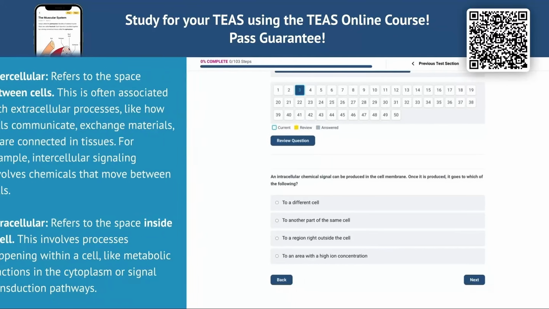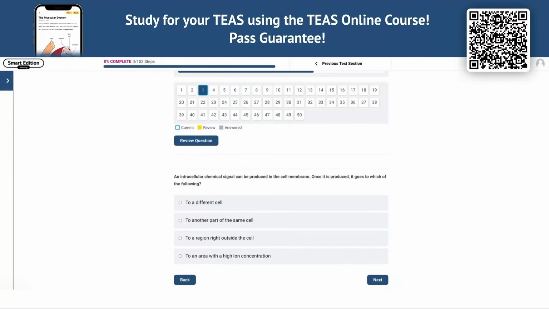All of these other answer options here are talking about intercellular signals, which would mean that the signal would have to leave the cell or go to unrelated areas.